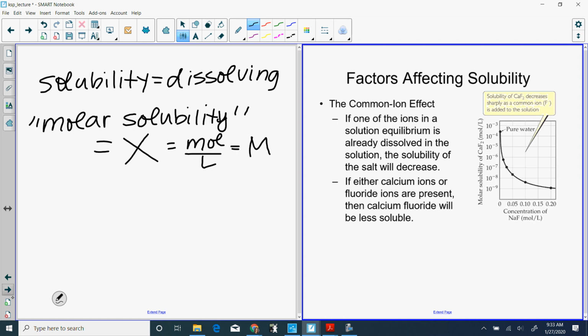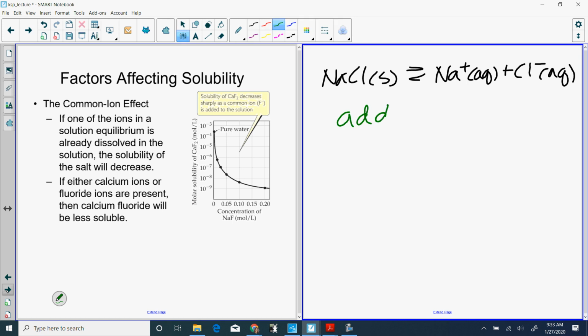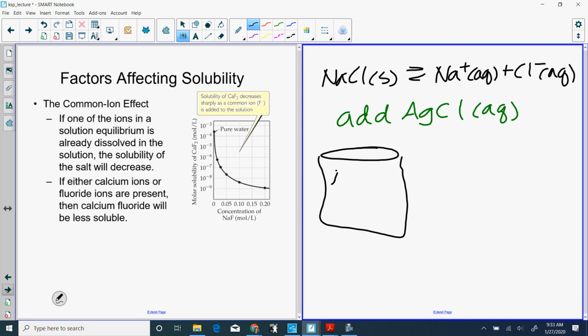One last thing is something called the common ion effect. So let's do our NaCl again. And we're going to pretend we're going to add silver chloride to it. So in our beaker, we have our sodium ions and our chloride ions. Because the water molecules are like little magnets, it separates it all out into their ions. The real word for that is dissociation. And then let's say I added in a bunch of AgCl.